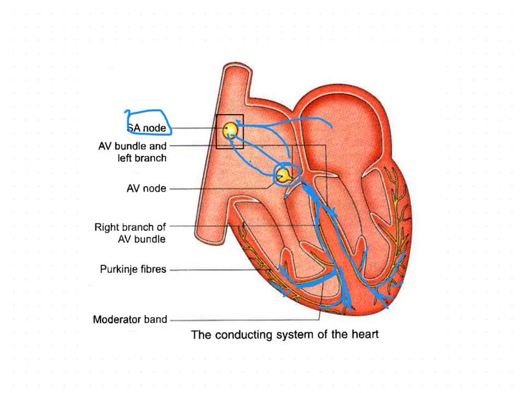And defects of or damage to this system results in cardiac arrhythmias. Arrhythmias means defect in the normal rhythm of contraction. Okay.